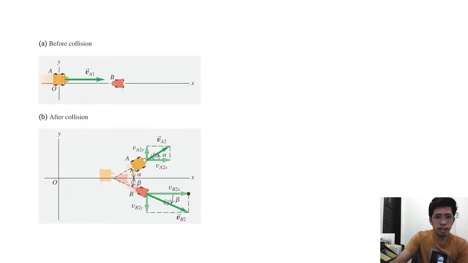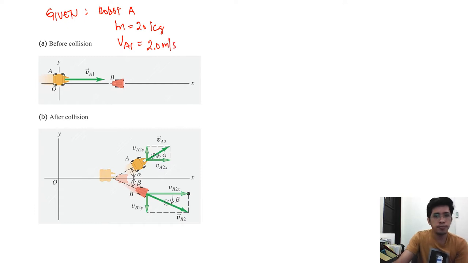So again, we're given the following. These are our givens. Robot A has a mass of 20 kilograms. You have your VA1 of 2 meters per second. And then robot B has a mass of 12 kilograms. These are before collision. And then you have your VB1 for robot B equal to zero because it is at rest.